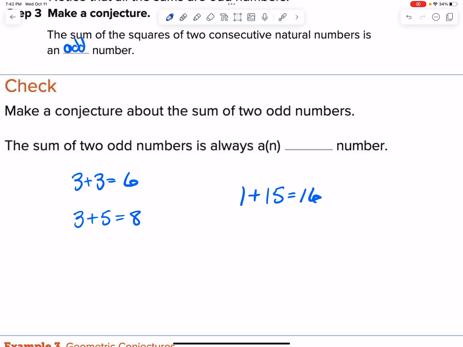So listing these off, and again, hopefully you did some as well, we should be able to make a general statement that the sum of 2 odd numbers will always be an even number.